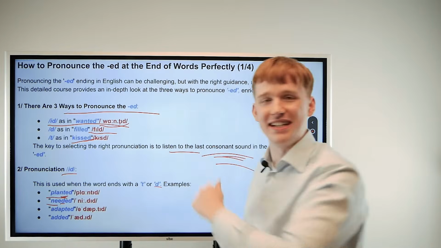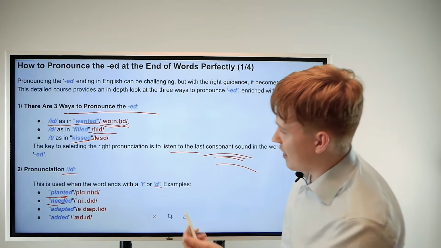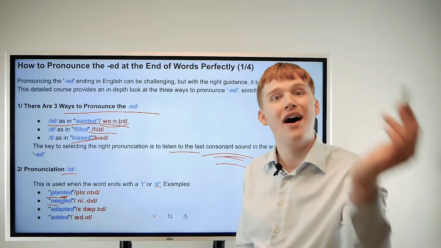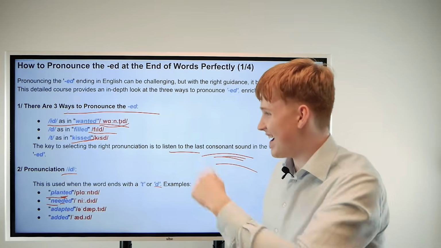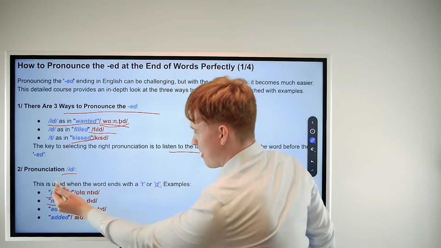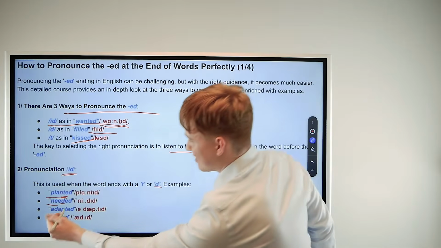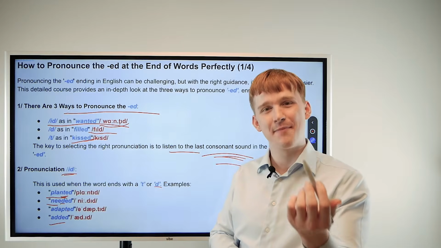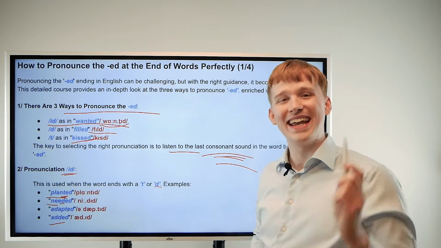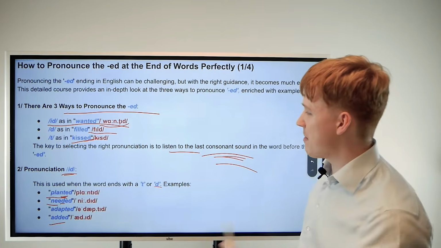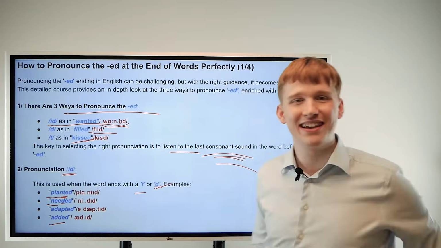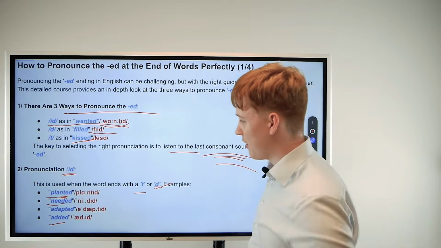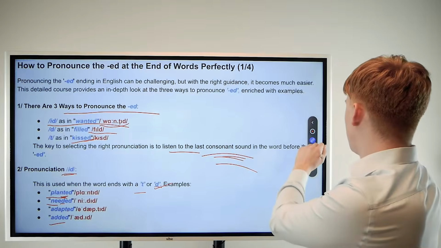Next up, adapted. Adapted. And we have the t sound, which is why we have the id sound at the end. So remember, id. And next up, added. Can you repeat? Added. Yeah, good job. So that id. Remember when we have the t or the d, we add the id. Okay, so remember that one and you can't go wrong.